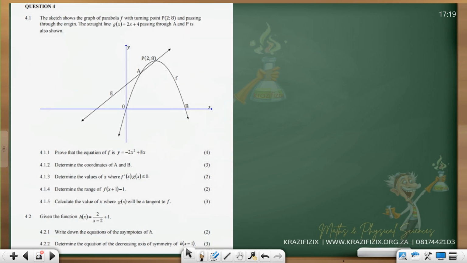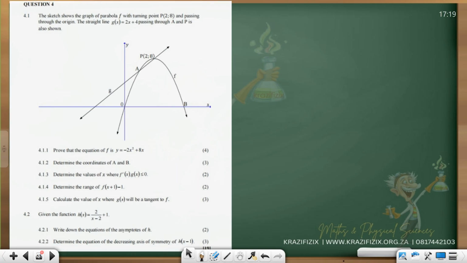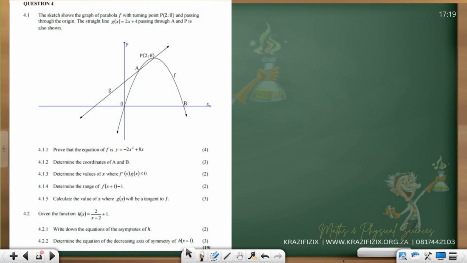Beautiful. Let's see this one. The sketch below shows the graph of a parabola with turning points. We have the coordinates of the turning point (2; 8), passing through the origin. The straight line y equals 2x plus 4 passing through points A and P is also shown. Prove that the equation of f, which is a parabola, is minus 2x squared plus 8.